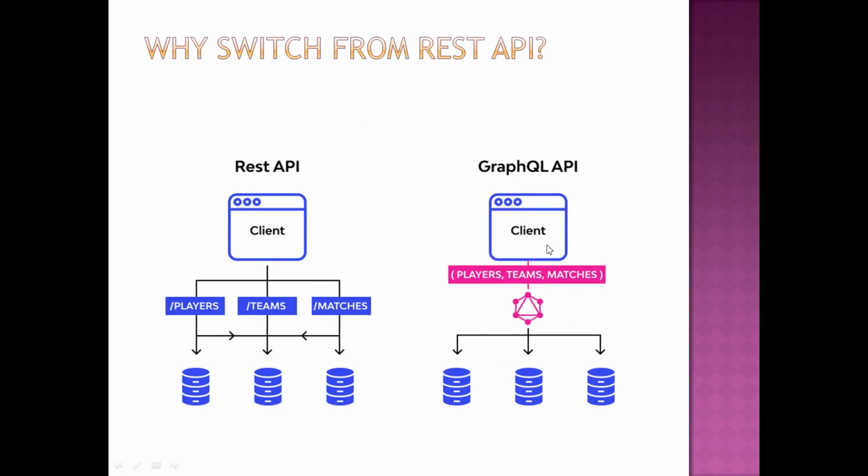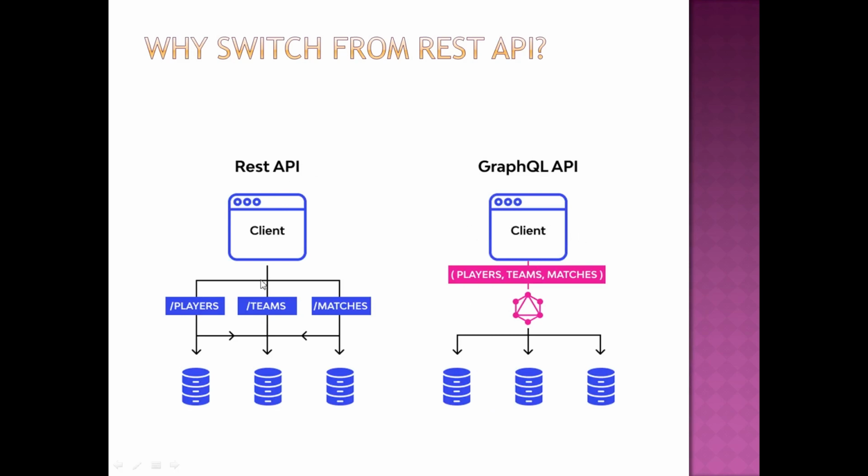We have the client side, and on the client side there will be some entities like player, teams, and matches. The client will be requesting the data. Say we have player, and inside the player we have three fields: ID, first name, and last name. On the client side we require only the first name, the player's first name. The client will create the GraphQL query and fetch only the player's first name from the database. This is the advantage of GraphQL, guys.